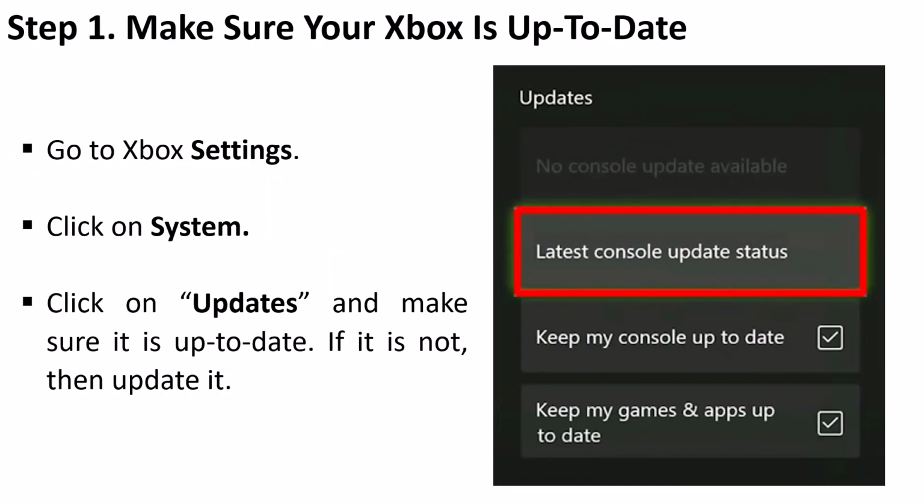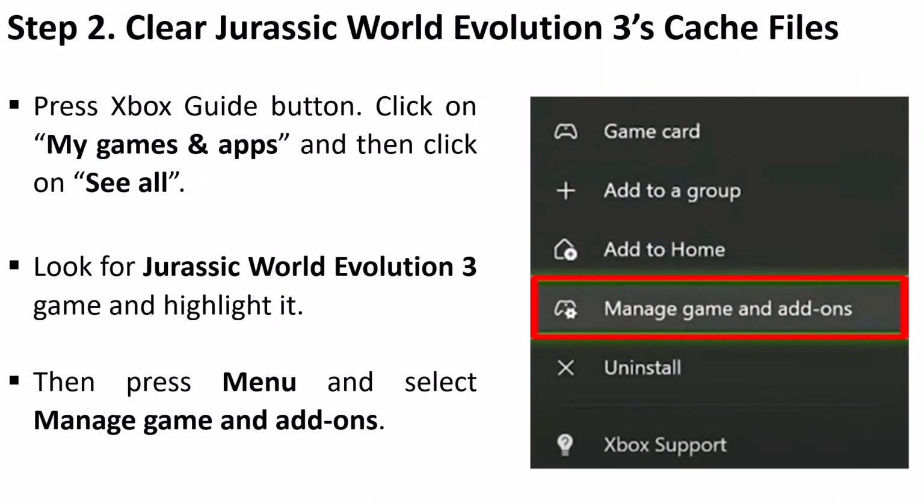First step is to make sure your Xbox is up to date. So go to Xbox settings, click on system, click on updates and make sure it is up to date. If it is not, then update it. Step 2 is to clear Jurassic World Evolution 3's cache files.